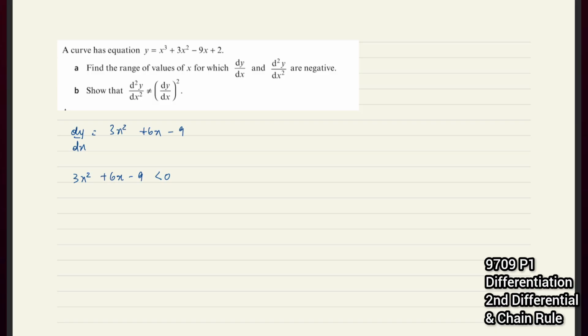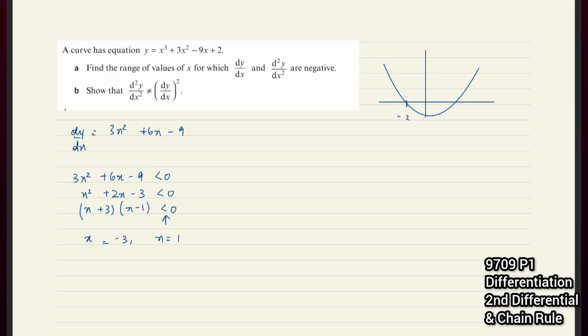We divide the entire expression by 3. x square plus 2x minus 3 is less than 0. (x plus 3)(x minus 1) less than 0. If I do not consider this inequality, then from here x is equal to minus 3 and x is equal to 1. Since this is a quadratic curve, this is going to look something like this. Minus 3 and 1, plus 1. This is the place where the values are negative. So the range is minus 3 is less than x is less than 1.